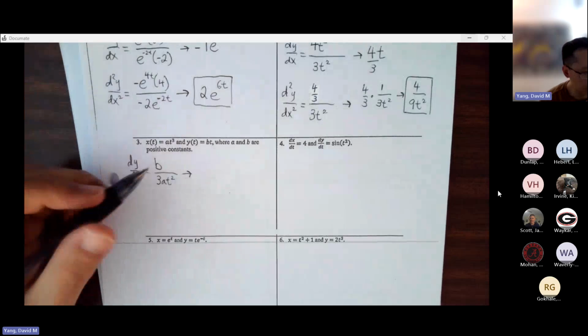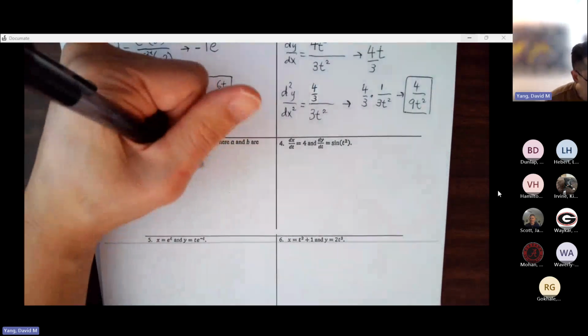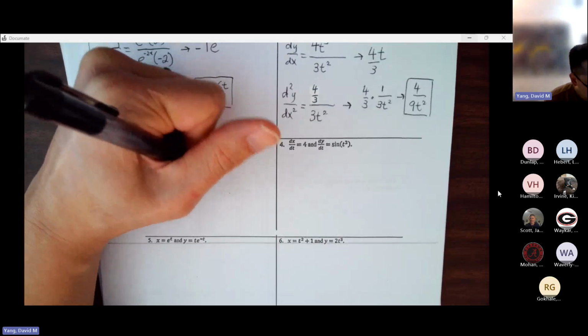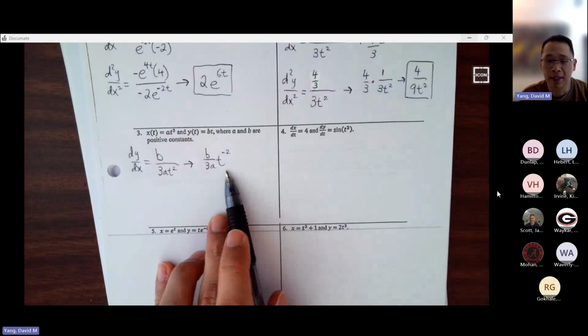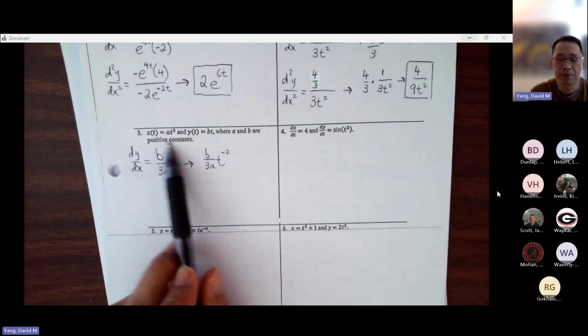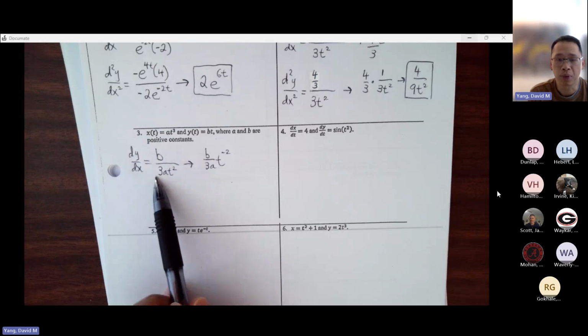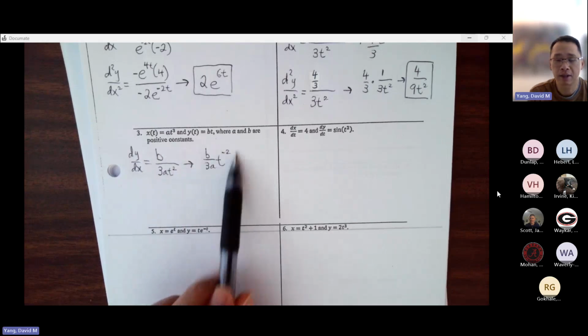Which if we clean this up, think of A and B as coefficients, and then the T is your variable. So I can write this as B over 3A T to the negative 2, so that I can just rely on power rule for my next step, rather than force ourselves into quotient rule when we don't have to, especially if there's only one variable in this entire expression.